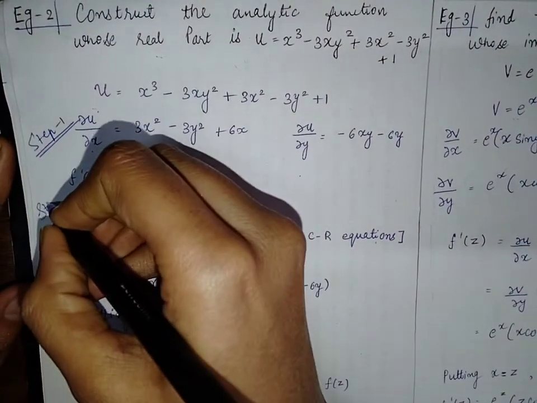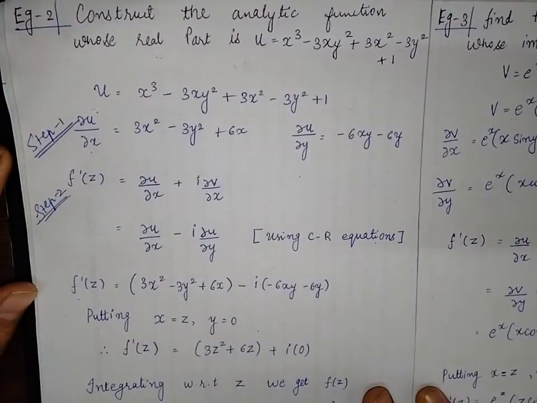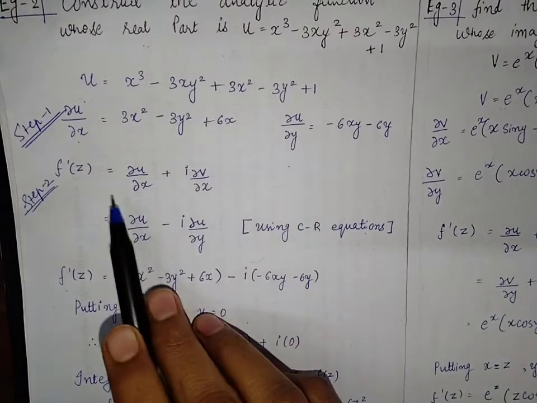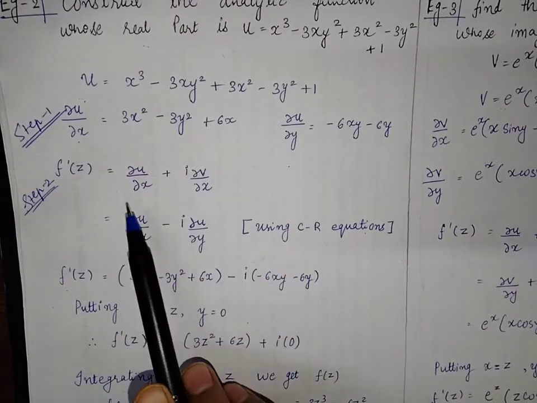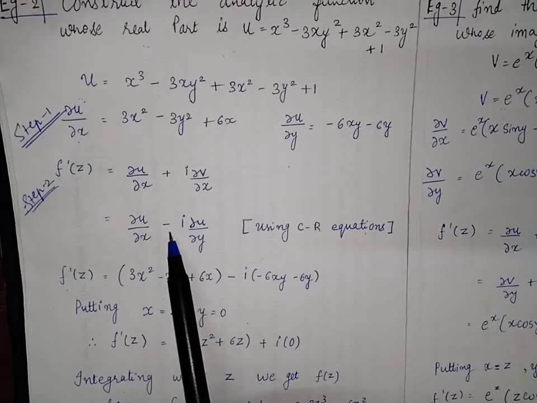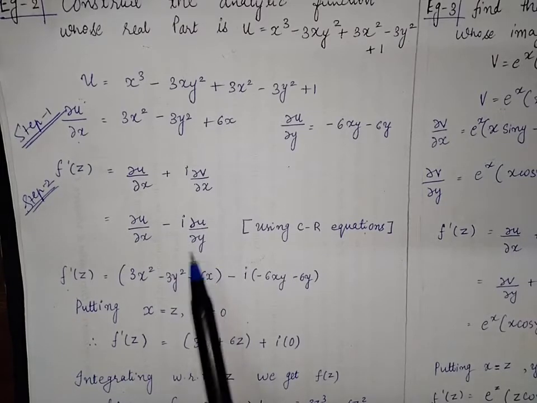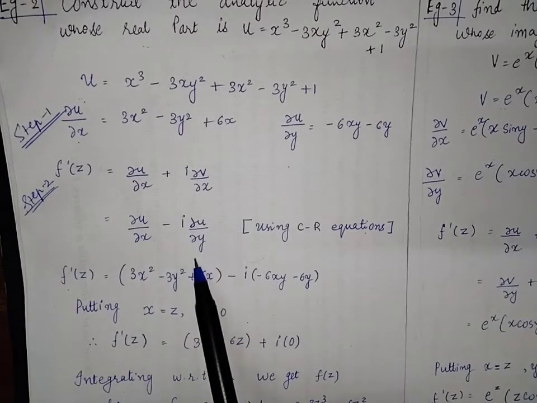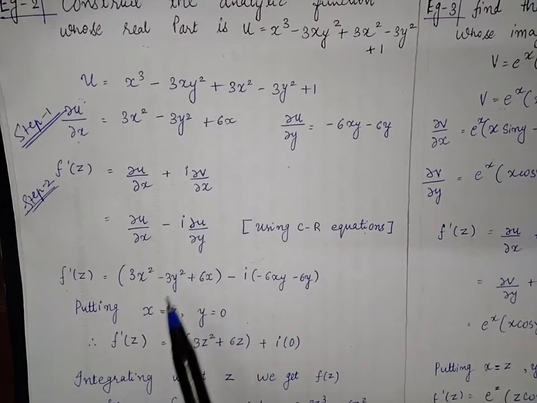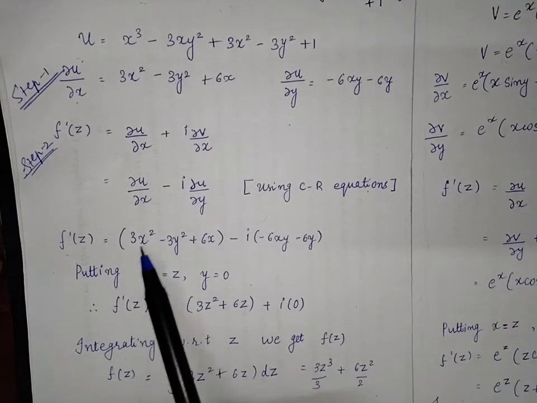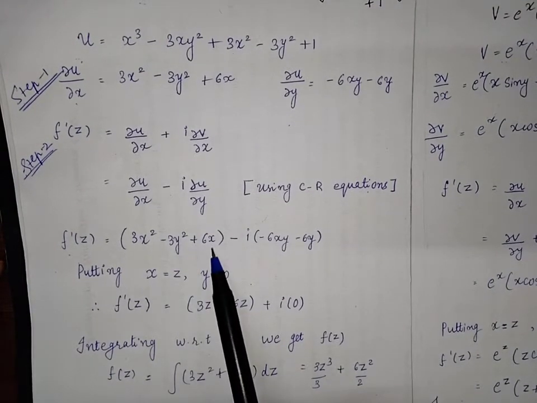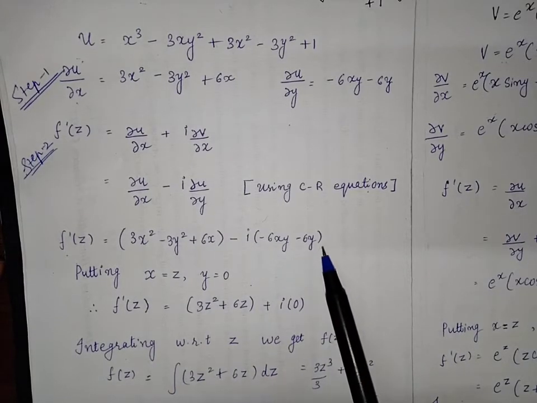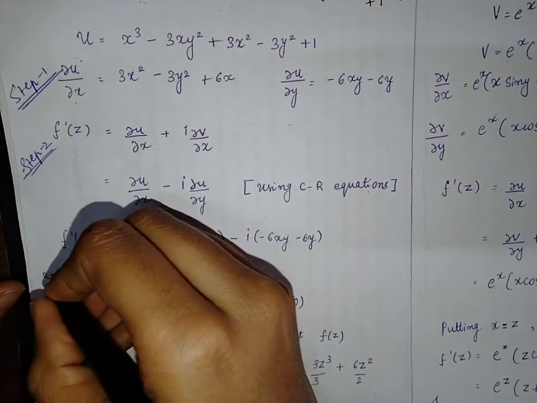Then in step 2, you have to find f dash of z. Okay, so again using the formulas of real part, we will get del u by del x minus i del u by del y. Then here we have to substitute the values. If we put here the del u by del x and del u by del y that we got, what will we get? 3x square minus 3y square plus 6x minus i into minus 6xy minus 6y. Okay, so this was your step 2.